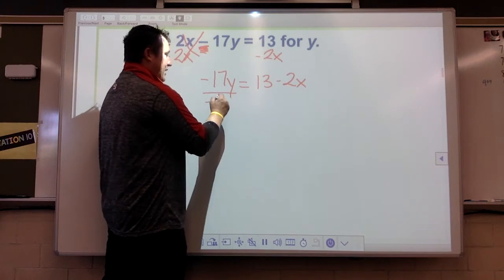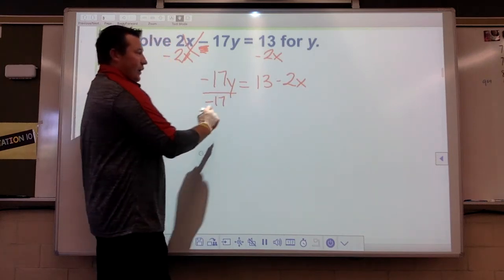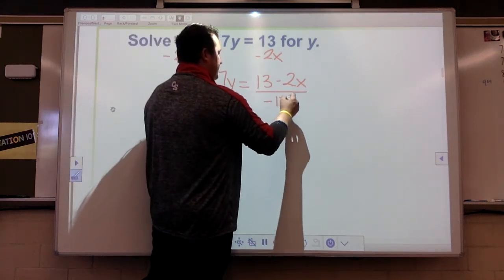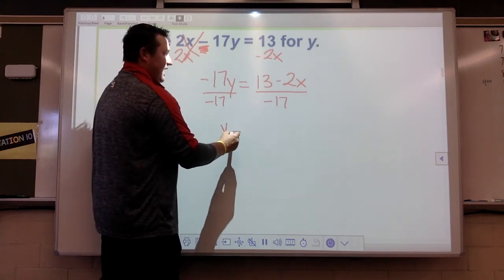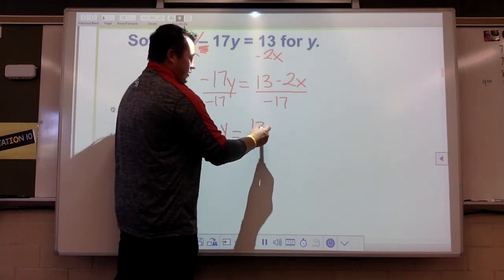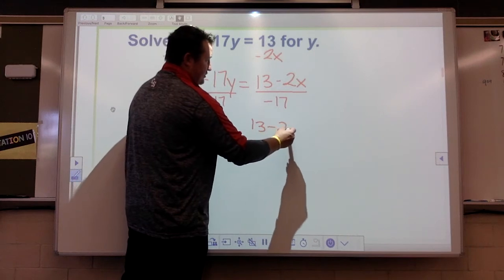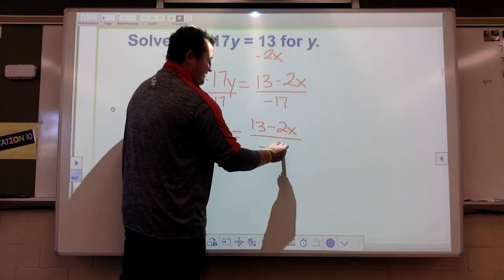So here we're dividing by negative 17. Over here we're going to divide by negative 17. Again, guys, I don't care which way you write it. 13 minus 2x all over negative 17.